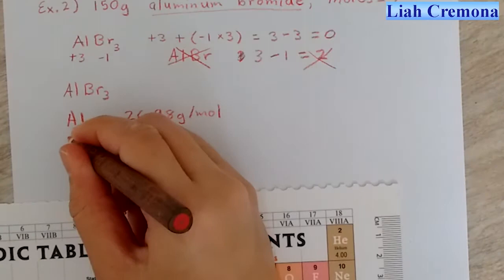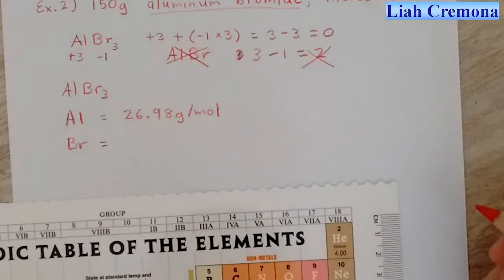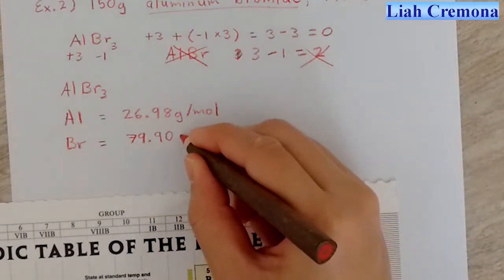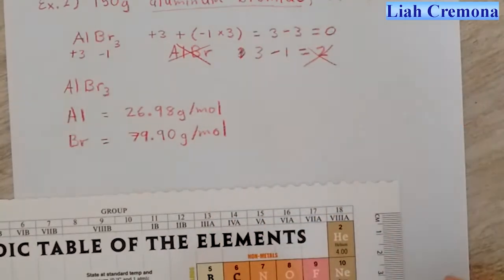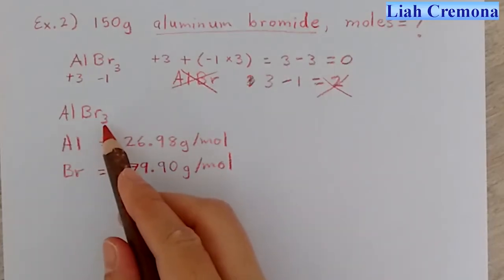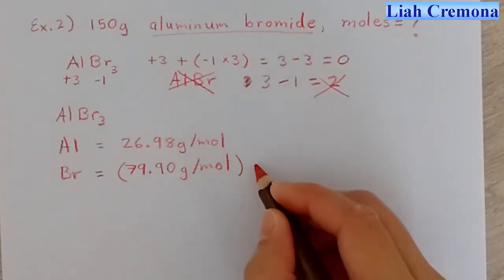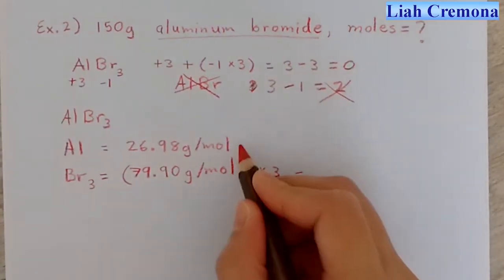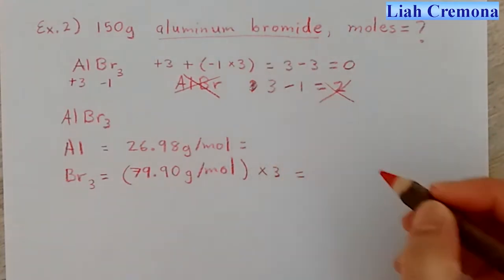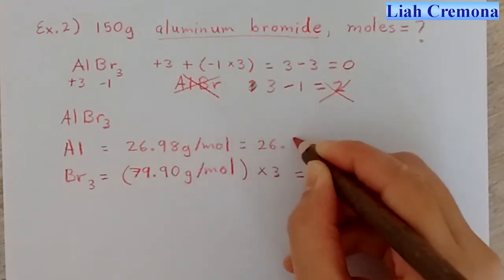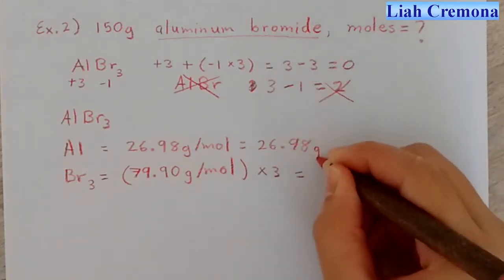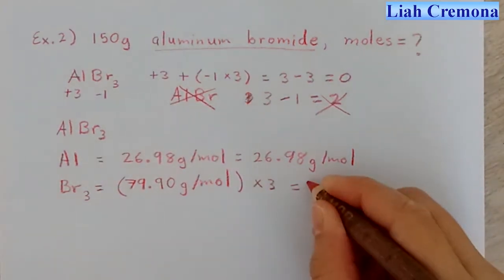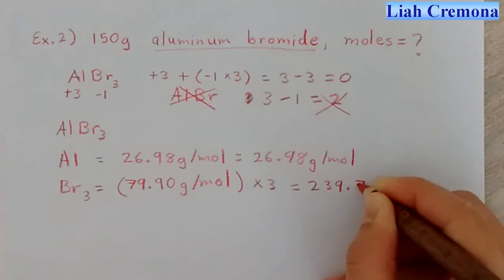And bromine is 79.9 grams per mole. Now, because we have 3 bromines, we need to multiply this value by 3 so that we can calculate the molar mass for 3 bromines. 79.9 times 3 is 239.7 grams per mole.